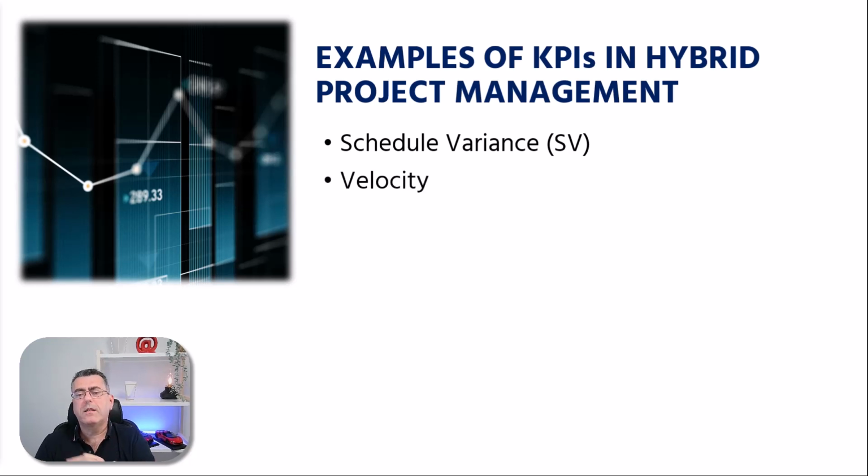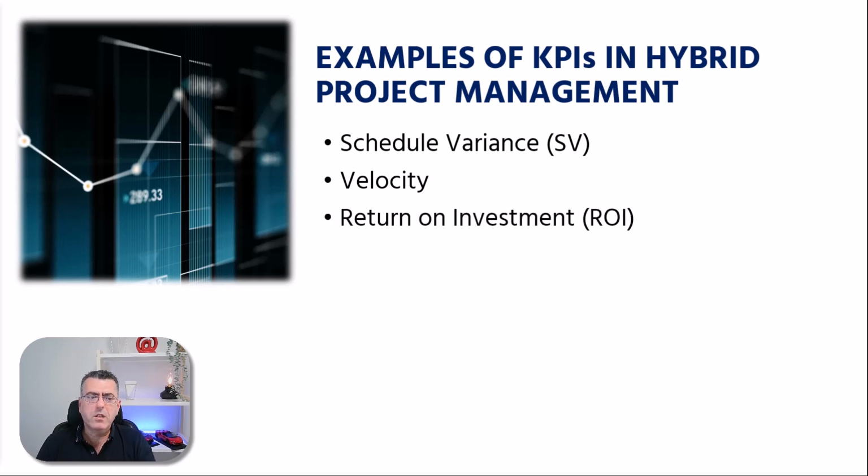Another point is the velocity. This is an agile KPI that will measure the amount of work completed in a specific time frame. Normally, it's used if you adopt Scrum in your project. Return of investment, ROI. This is a universal KPI that measures the profitability of your project based on the cost and the value of the product or the result of your project.